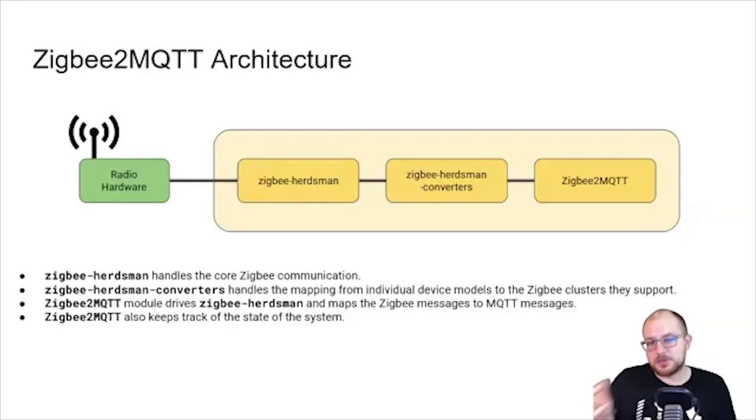And on top of that sit the Herdsman converters. This is responsible for mapping the individual device models to the Zigbee clusters they support. So it's kind of translating the low-level Zigbee clusters into a high-level presentation of those clusters. And Zigbee2MQTT itself is responsible for orchestrating it all and also keeping track of the state of the system.